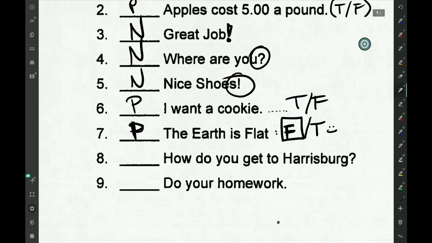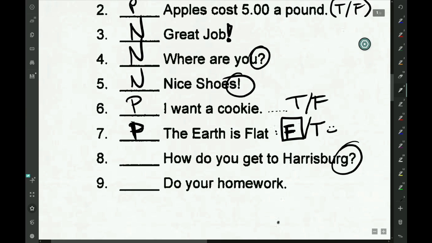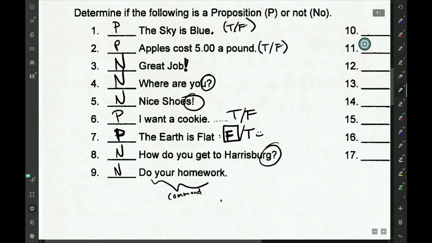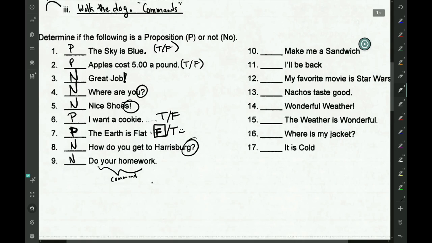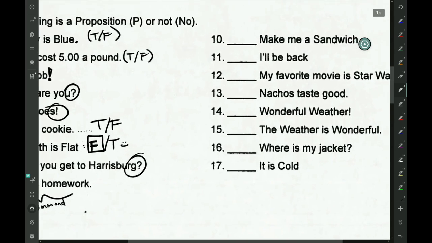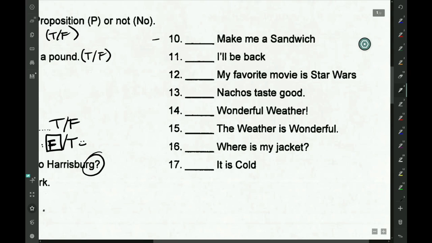How do you get to Harrisburg? Question mark. That is a no. And do your homework. That is no. Why? Because it is a command. Even though many of you are like, no, I'm not going to do my homework, so you might say it's false. So what I'd like you to do just after we're all done is go through these ones and see what you get as well. And I'll check over those at the end.